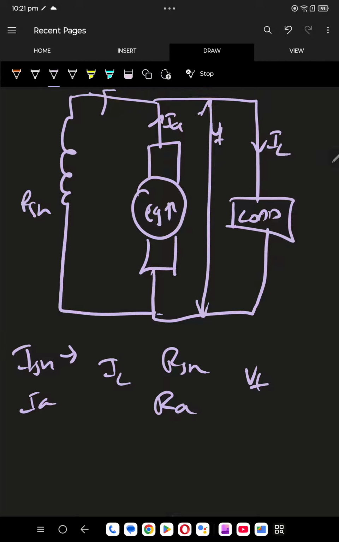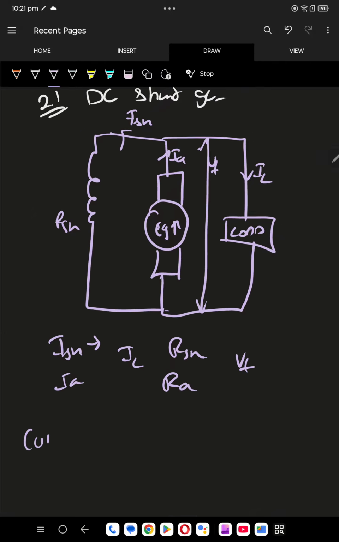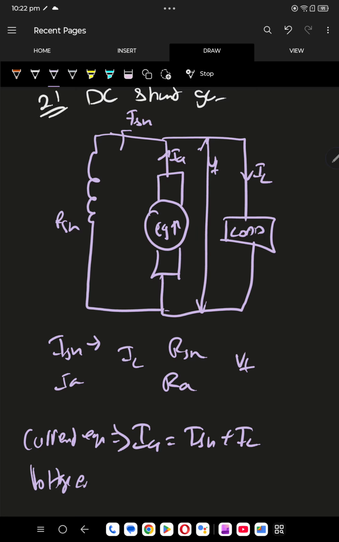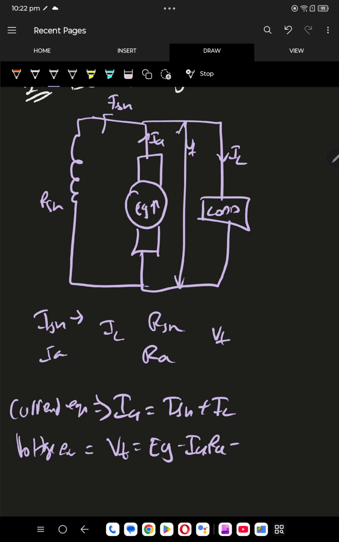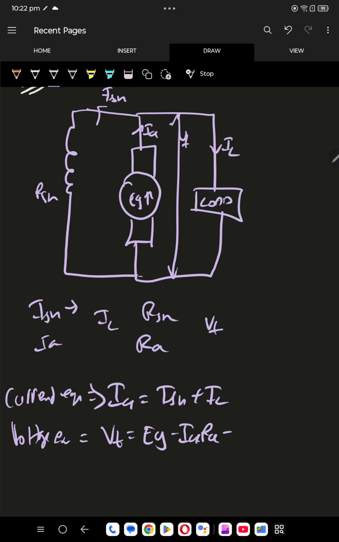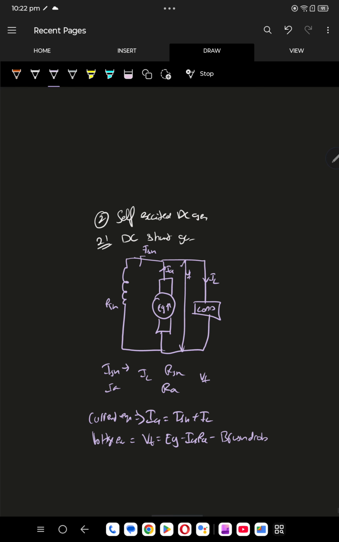Now let's write the current equation. Current equation: IA equals ISH plus IL. Correct? That's it. Voltage equation: VT equals EG minus IARA minus brush drop. Don't get confused with anything else. In series it's a little different. When I talk about it, I'll tell you. For this, it's EG minus IARA minus brush drop. That's it. Finished. The second one is also finished.